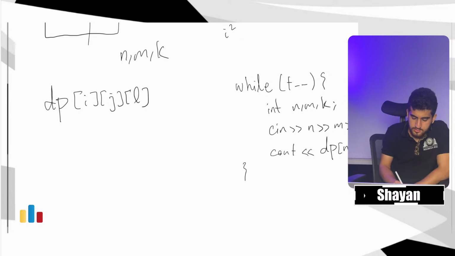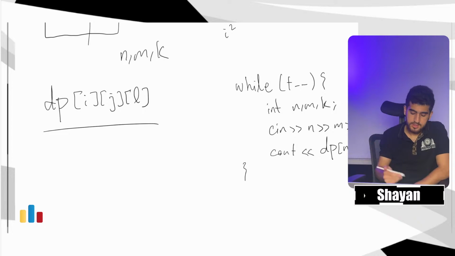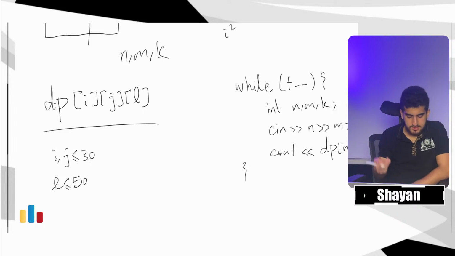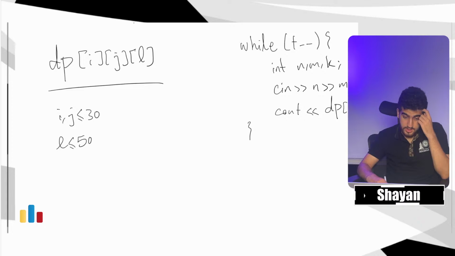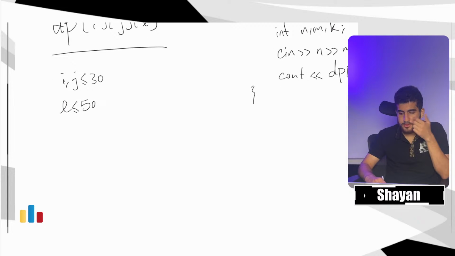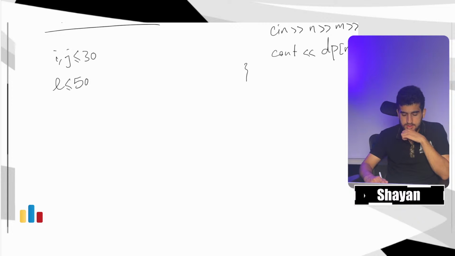So now the question only is, how to calculate the dps of i and j and l for every possible value. i and j are going to be up to 30, and l is going to be up to 50, and l is also going to be at most i times j. So now my question is, if I have an i by j chocolate grid and I want to eat exactly l squares, what is the minimum cost needed to eat exactly l squares?